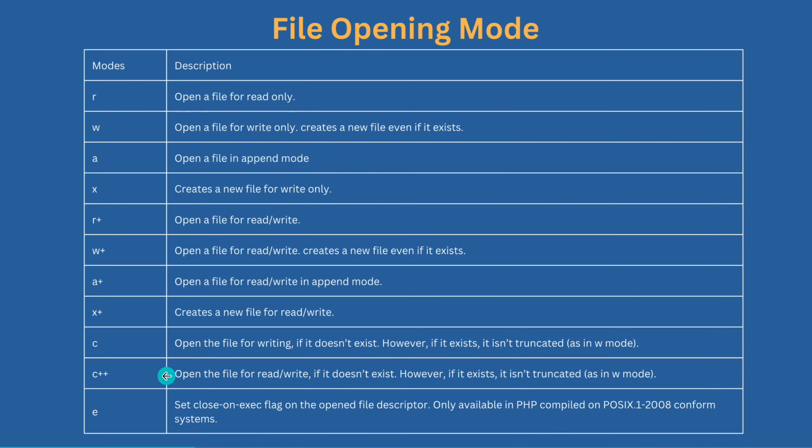But just for understanding, C means open a file for writing, creating it if it doesn't exist. However, if the file exists, it is not truncated as in W mode, right? So open a file for read and write. This is for writing only. And this sets the close-on-exec flag on the opened descriptor, only available in PHP compile. So you can ignore this one. This is not needed for now.